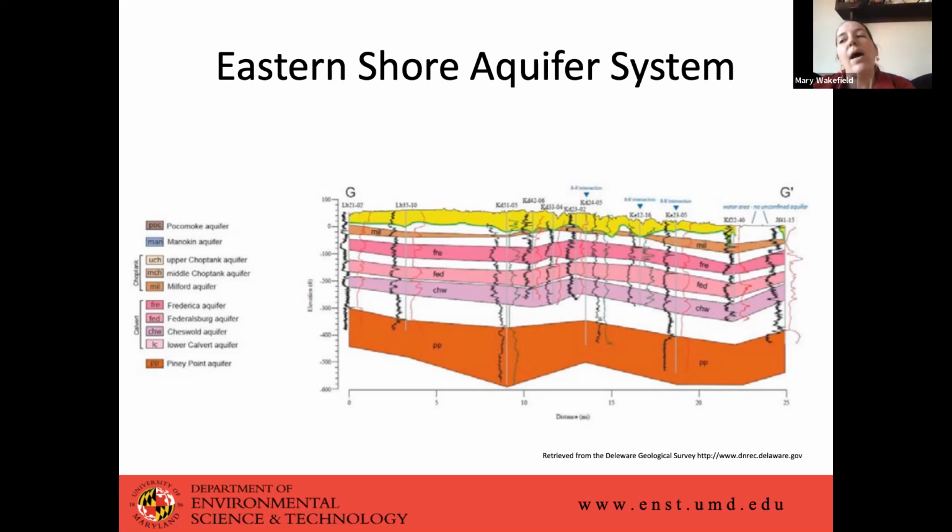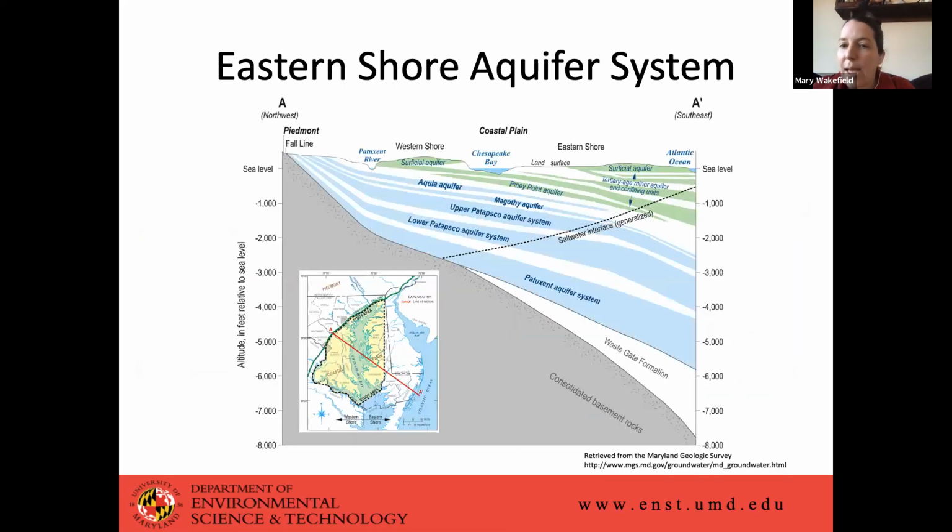this came out of the Delaware Geologic Survey. The reason I had to pull this from the Delaware is because if you look at the Maryland map, all of these aquifers up in the upper right that are green that say surficial aquifers, the tertiary age minor aquifers and confining units, all the way down to the Piney Point aquifer, those are the ones that we're talking about that are used as agricultural and drinking water irrigation sources.